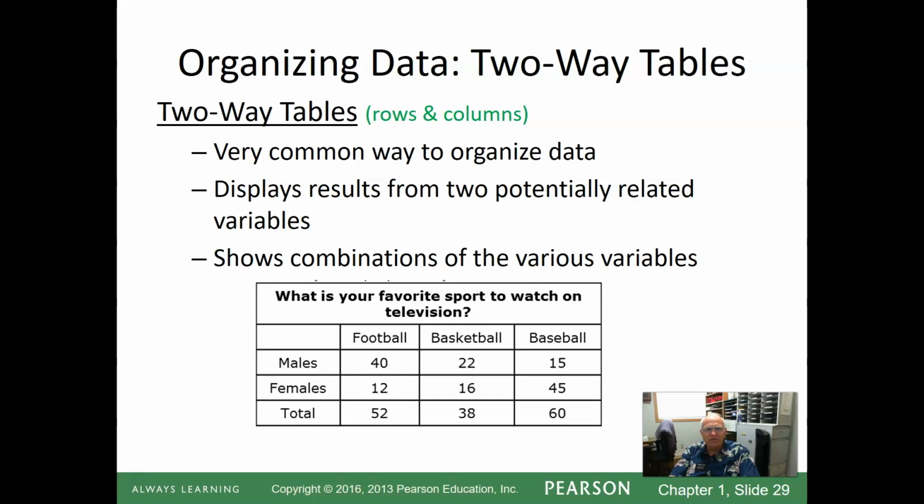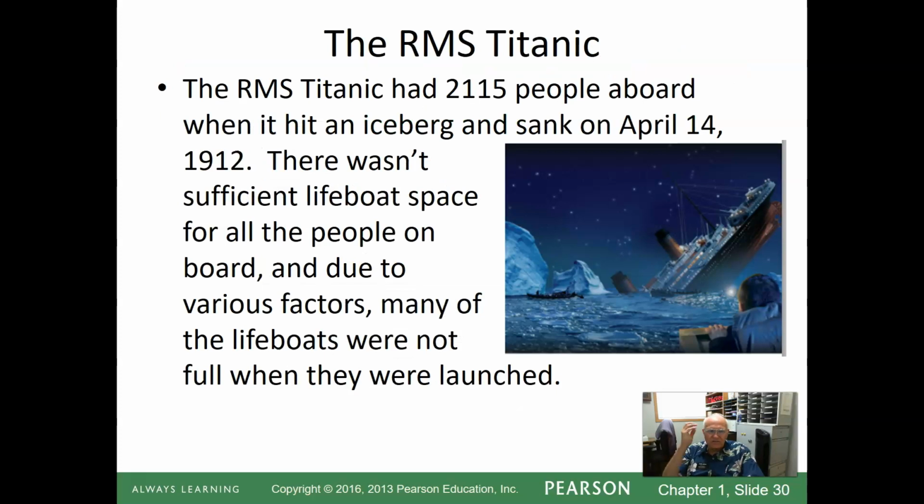And this data has been very well organized. You can imagine how the data would have come in raw form. It would have said male or female, football, basketball, or baseball, and you could have had 2 columns of data, and there would have been 60 rows of data. But this has now organized that data into a table that is fairly easy to interpret.